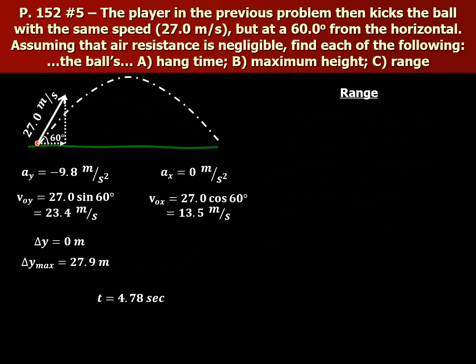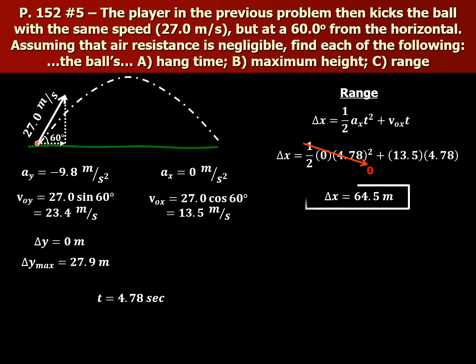The range. In order to find the range, we're going to have to look in the x direction. Again, we have the acceleration, we have the initial velocity, and we're going to have to use the time. So displacement in the x direction is going to be equal to 1/2 times acceleration in the x direction times time squared plus initial velocity in the x direction times time. Plug in everything we know. Since acceleration is 0, that part's going to go away. 13.5 times 4.78, and that gives us 64.5 meters.